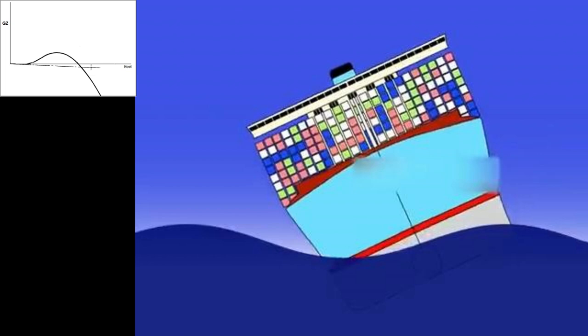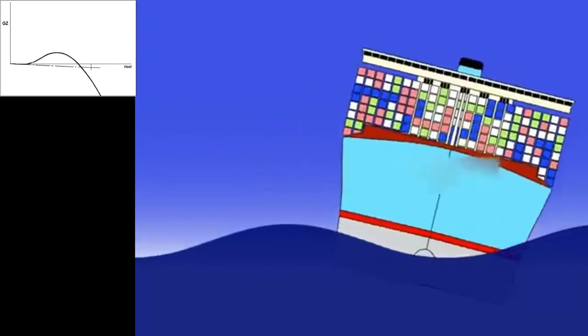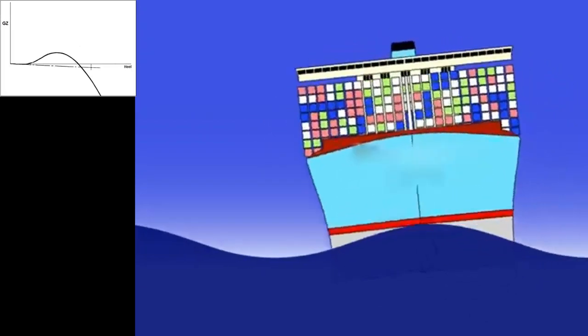heeling. Then if the wave trough reaches the midship section, when the ship reaches its maximum roll amplitude, GZ increases once more, and the cycle starts all over again, developing into parametric rolling.